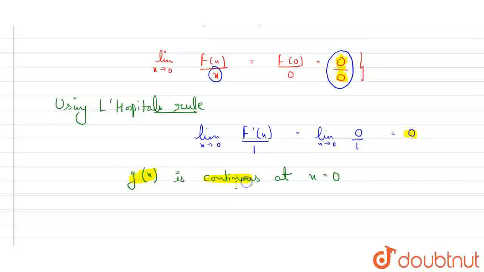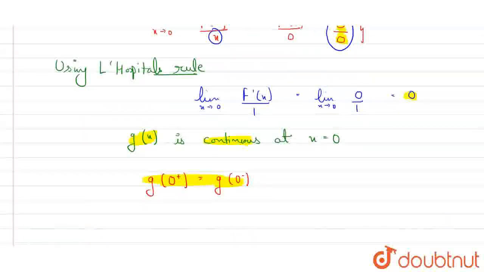Now according to the question we also have to check whether this is differentiable or not. So how to check this? To check whether this is differentiable or not, if g'(0 plus) is equal to g'(0 minus), then if this condition is true, I can say that g(x) is differentiable. Now let me check for 0 plus first.